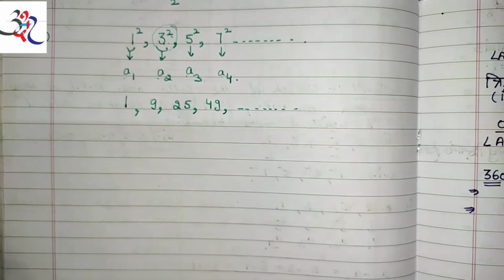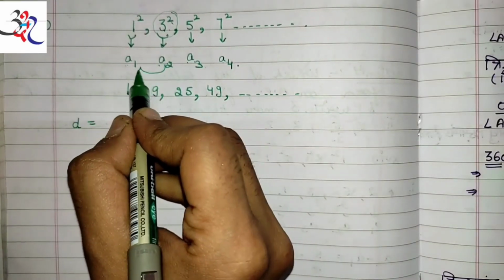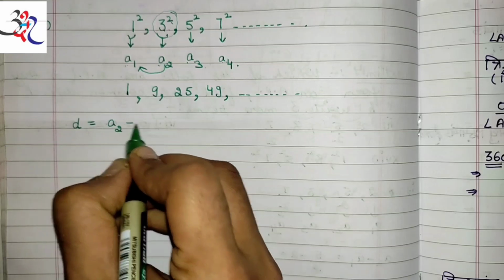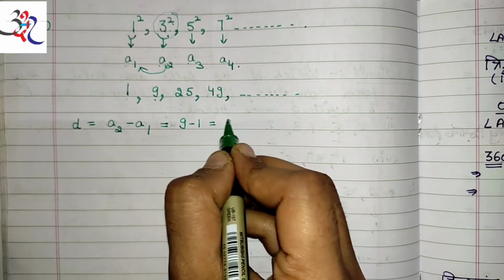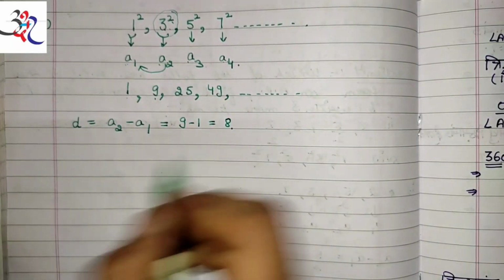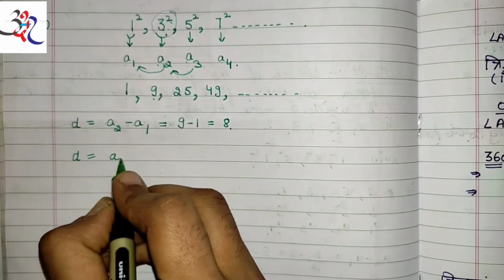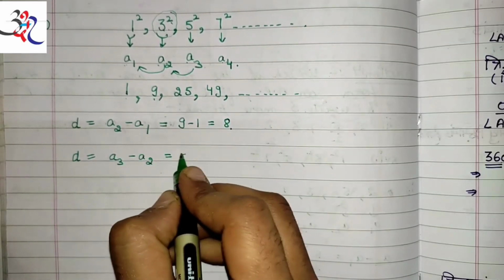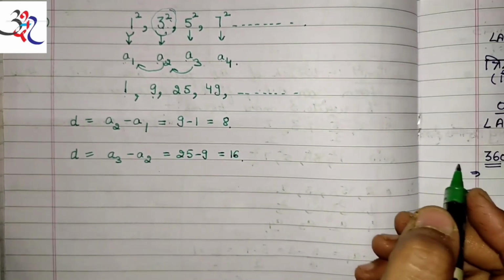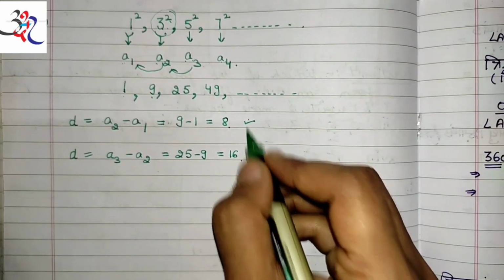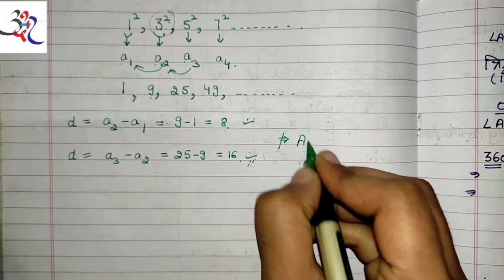So how to check whether it is an AP or not? What do we have to do? We have to find out the common difference, which is equal to A2 minus A1, which is 9 minus 1, equal to 8. Also, I have to find D from this part also. That means A3 minus A2, which is equal to 25 minus 9, which is equal to 16. So you can see that the common difference is different in both the cases. So this is not an AP.